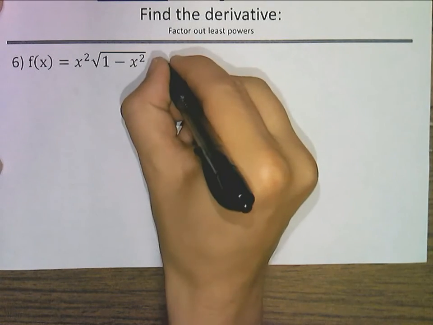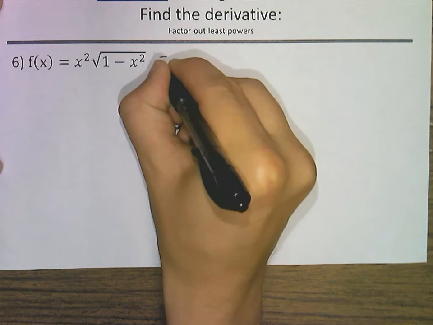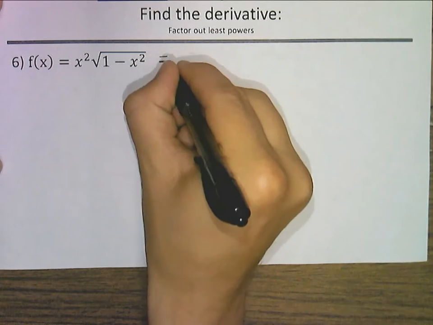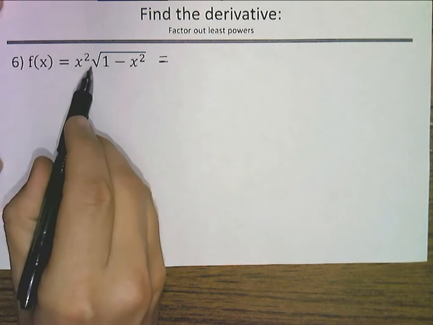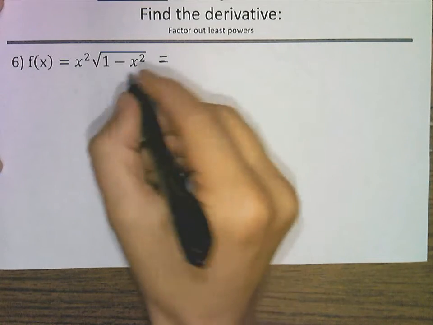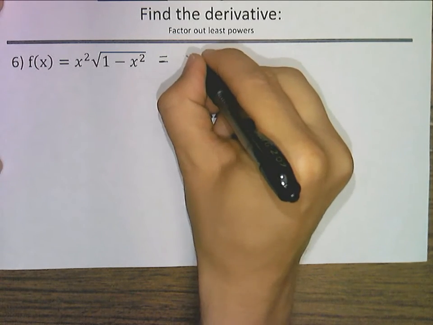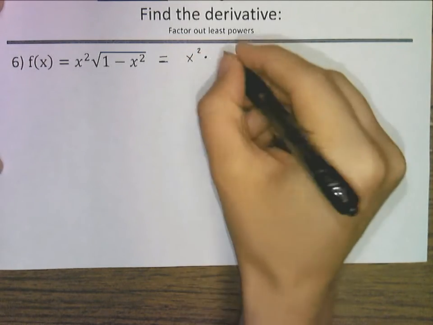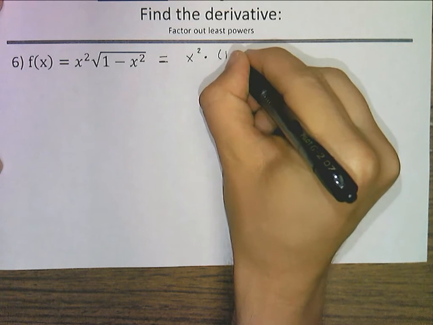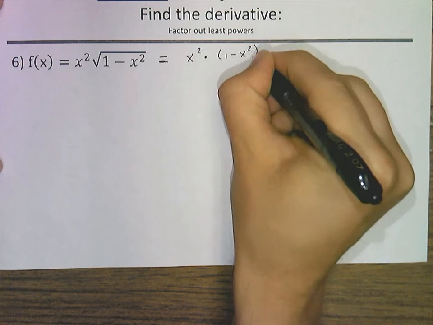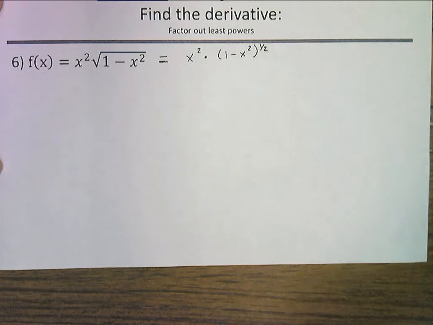So as you remember, we started off by simplifying this algebraically, or using properties of exponents. We brought this radical up and made it the quantity to the power of 1/2. So x squared times the quantity 1 minus x squared, all raised to the power of 1/2. Okay.